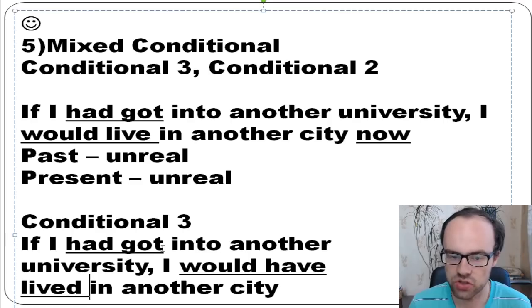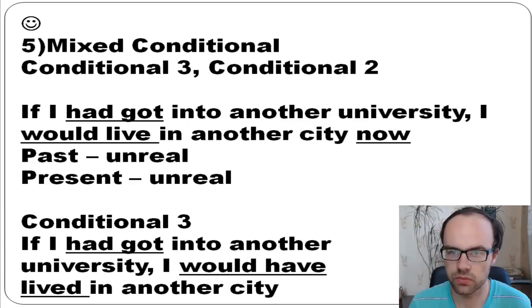If I had got into another university, yeah, it's about the past, I would have lived in another city. So it means not now. We don't know what is now. It's about the past. I would have lived in another city. I lived in one city, and I had to go to another city to study there. So it's possible if it's about the past. But if it's about the present, we need to use the second conditional.